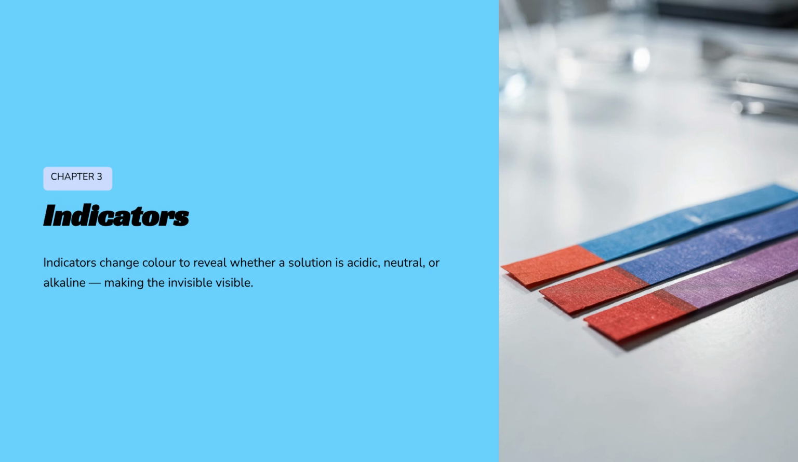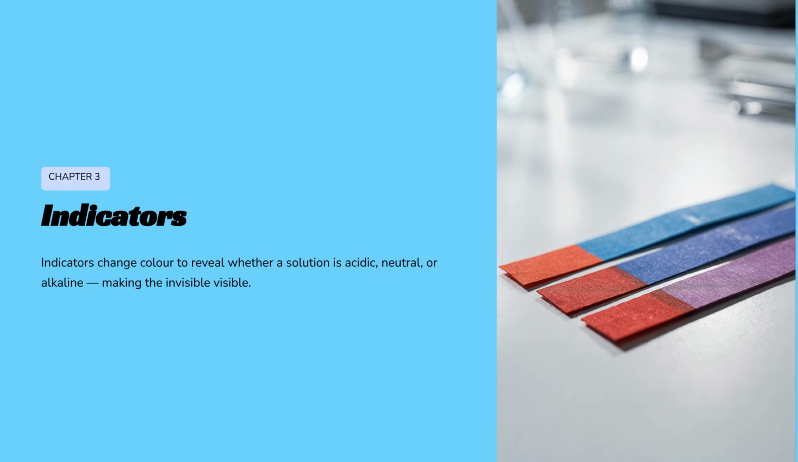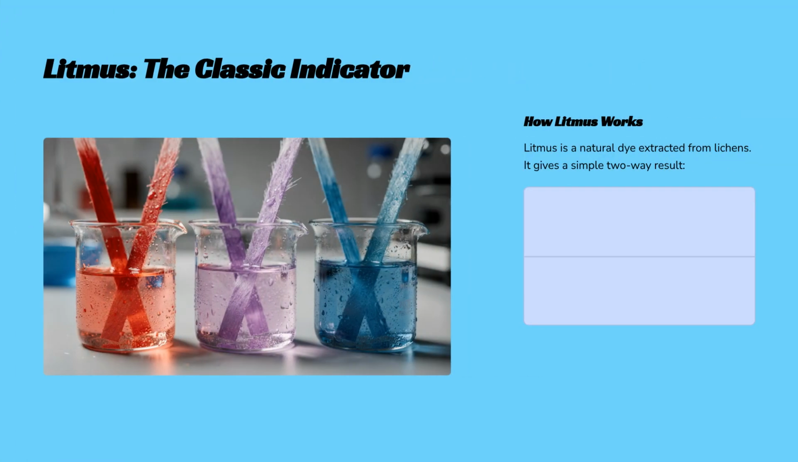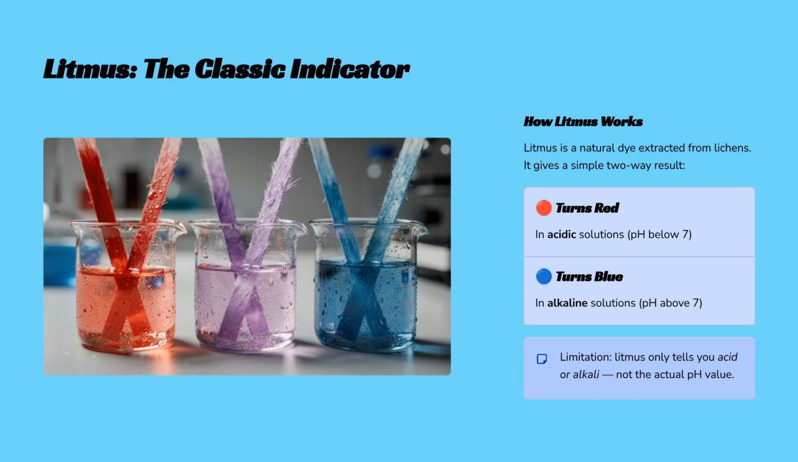In Chapter 3, we look at indicators. These substances change color to reveal whether a solution is acidic, neutral, or alkaline, making the invisible visible. Litmus is a classic natural dye indicator. It turns red in acidic solutions and blue in alkaline solutions. Its limitation is that it only shows if a substance is acid or alkali, not the precise pH value.